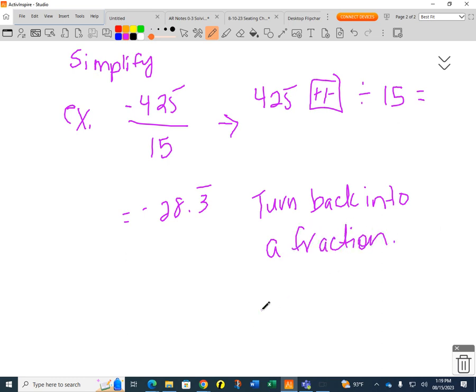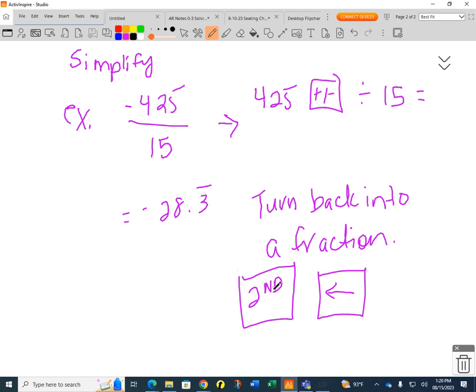And we're going to use the second button, and then it's the arrow button, so it's pointing to the left. So right now, you should have negative 28.3 in your calculator, right? So if you cleared it out, go ahead and put it back in. Go ahead and put negative 425 divided by 15.